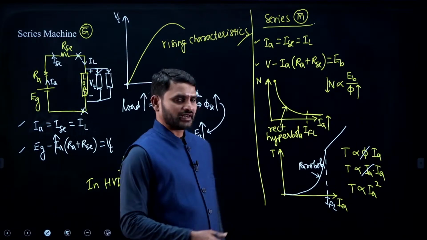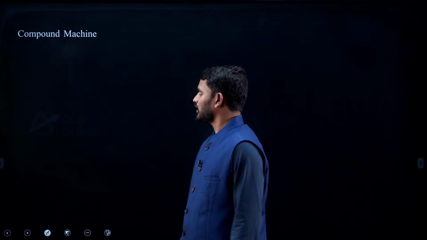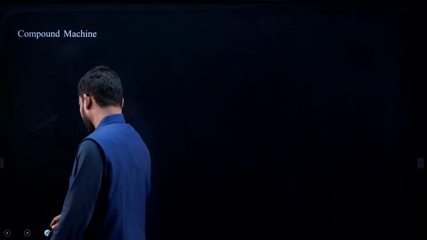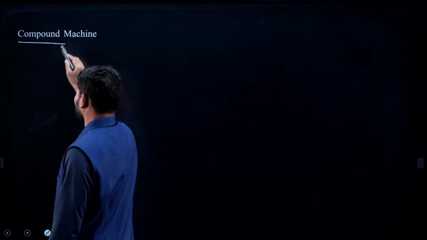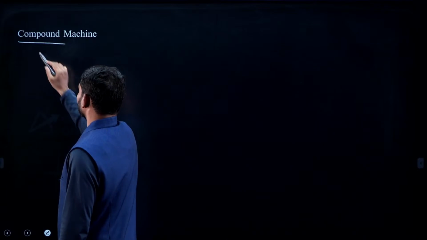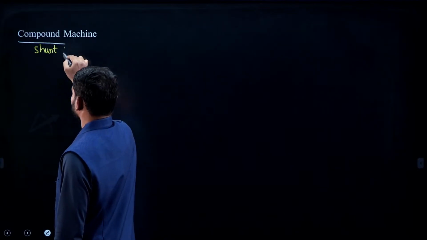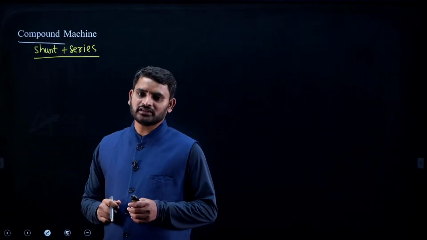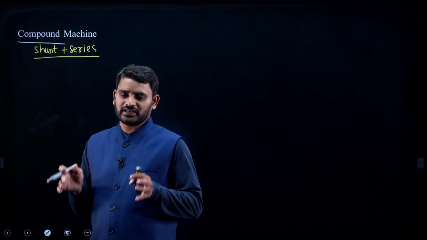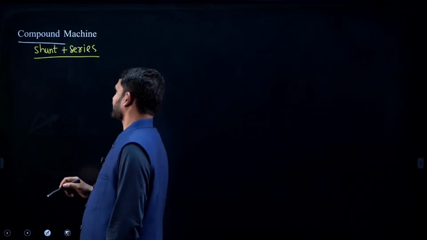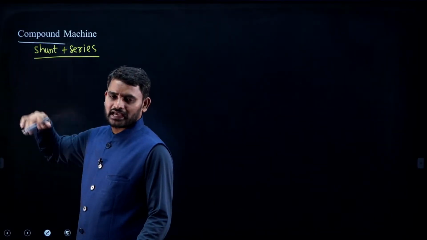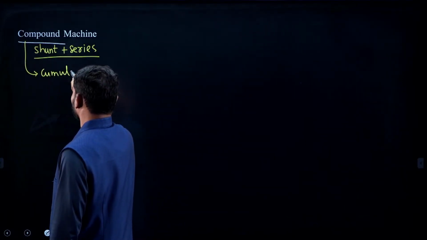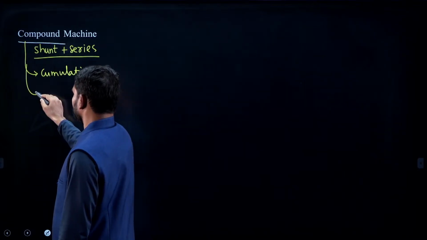All right. Similarly, for the compound motor, there is one important point in compound generators and motors. Compound means a mixture, right? Shunt plus series. One winding is in parallel with the armature and the other winding is in series with this combination of armature and field winding. So you can have cumulative compound and differential compound.